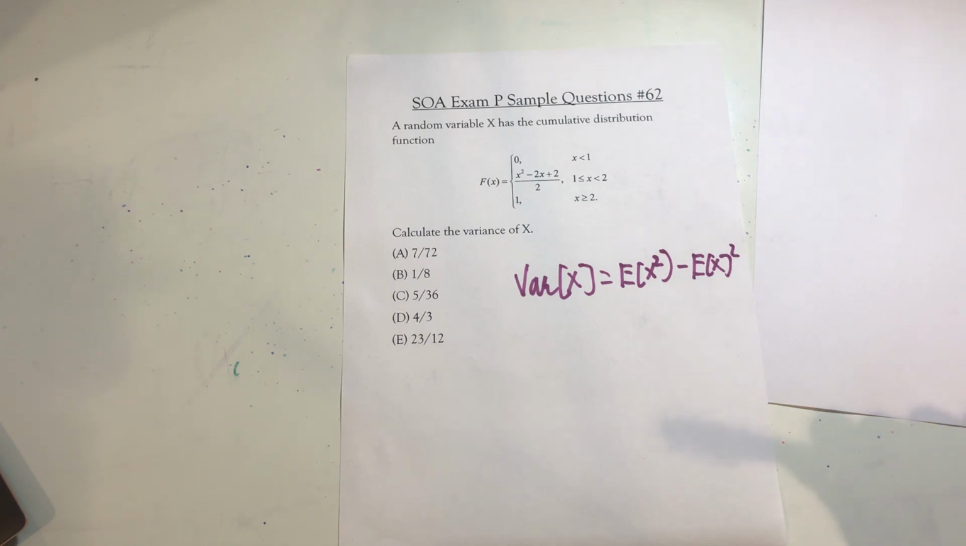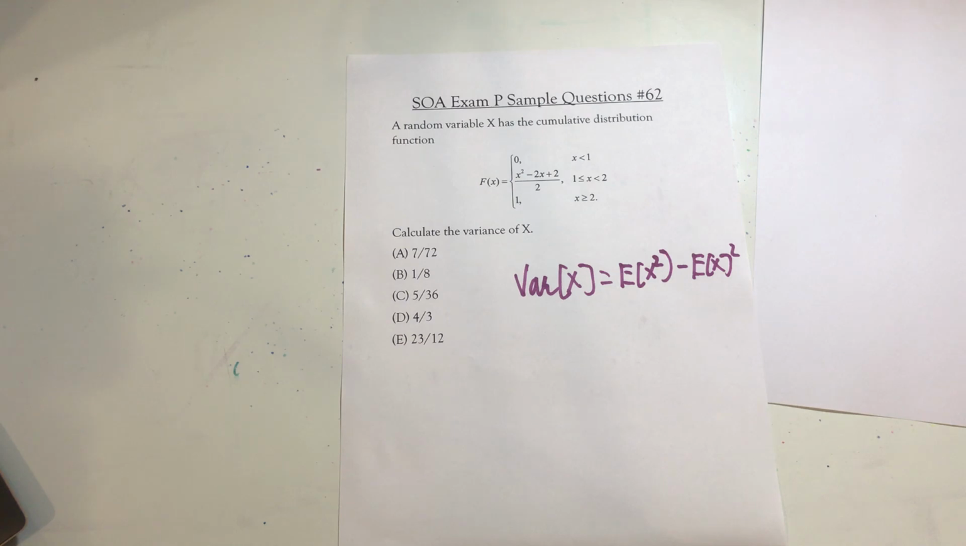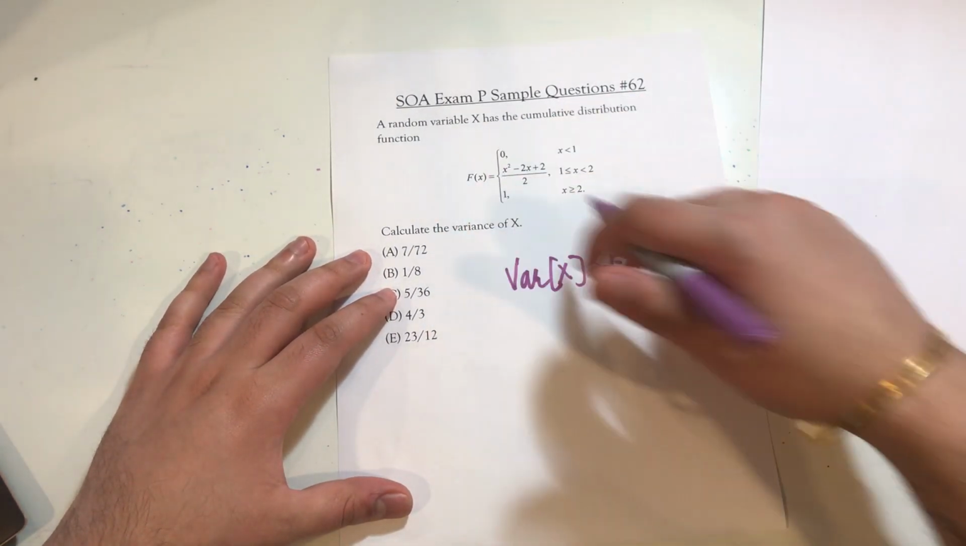How do we do that? In order to do that, we need to integrate the PDF. So yes, they gave us the cumulative distribution function. We need to take the derivative and get a density function. So let's look at this.